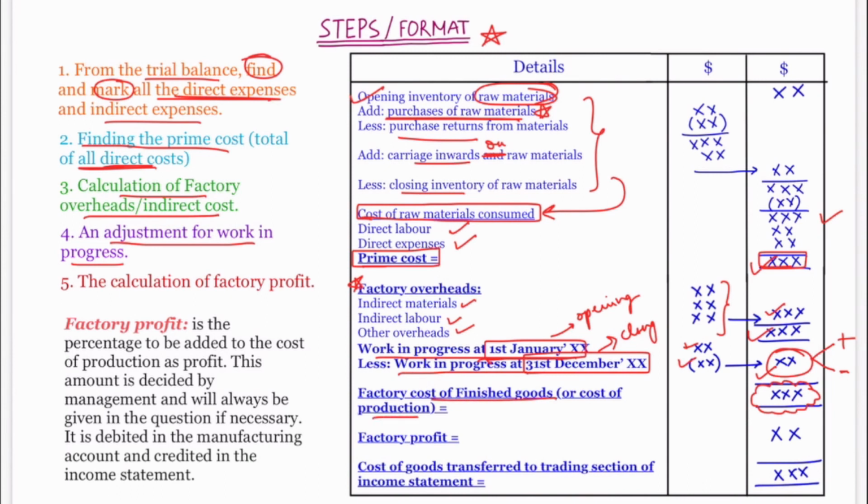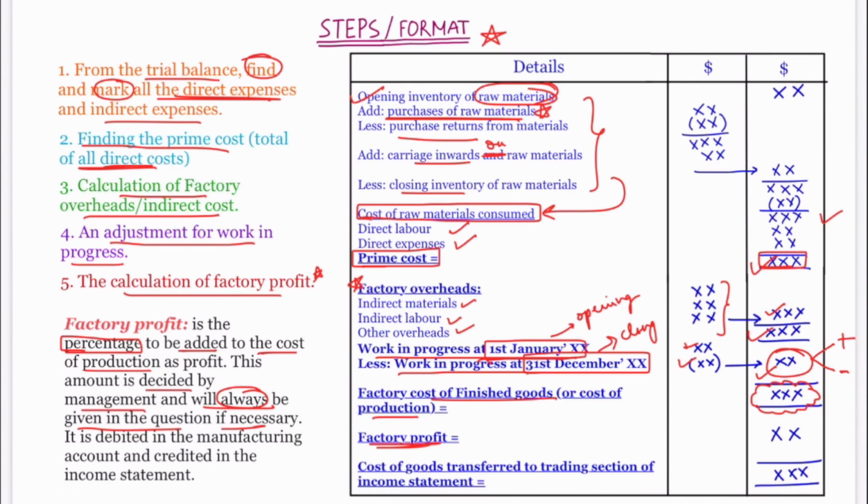Now the next step is the calculation of factory profit. This is an important concept, understand that properly. So factory profit is over here. What is this factory profit? It is the percentage to be added to the cost of production as profit. This amount is decided by the management and will always be given in the question if necessary. There may be cases where it is not given, or it is the figure that you need to find, but these questions are very rare. Mostly it will always be given to you.